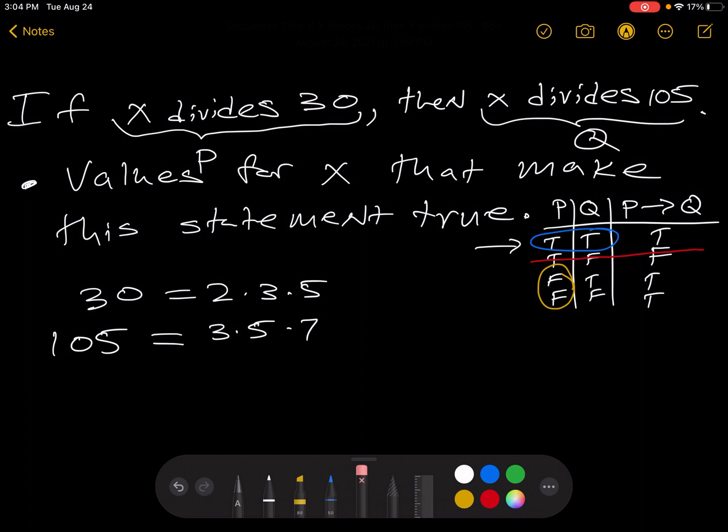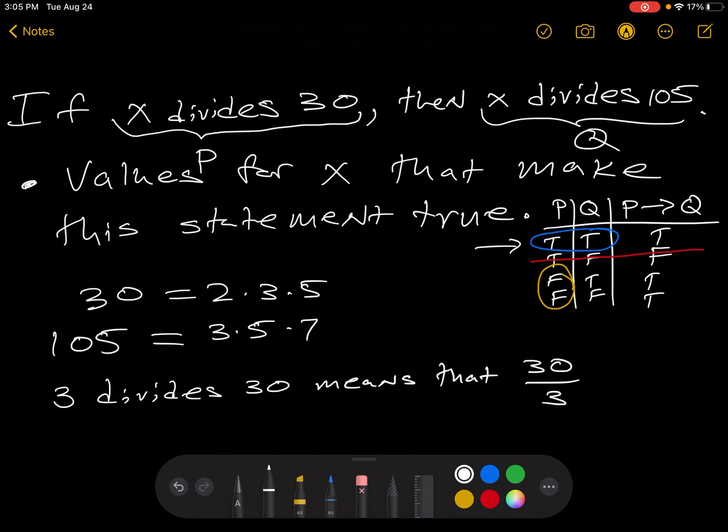So 3 divides 30. Remember, what does this mean by the definition? This means that 30 over 3 is a whole number. And in fact, that's true. 30 over 3 is 10. That's an integer, so it checks out. So 3 does divide 30.